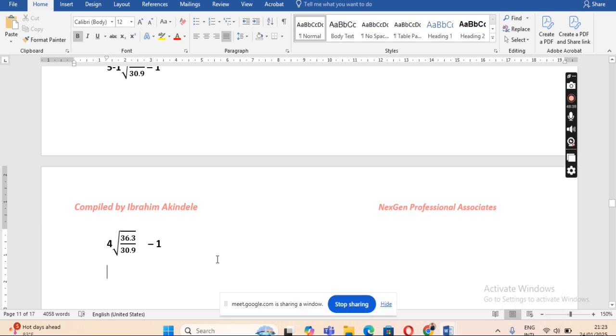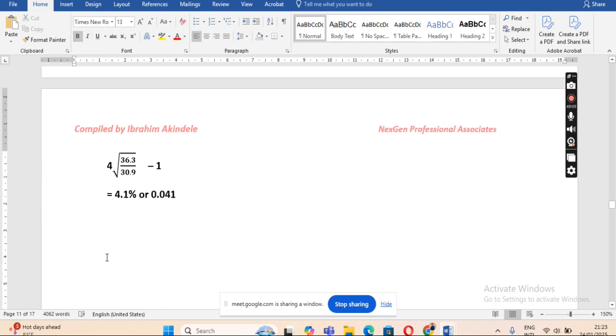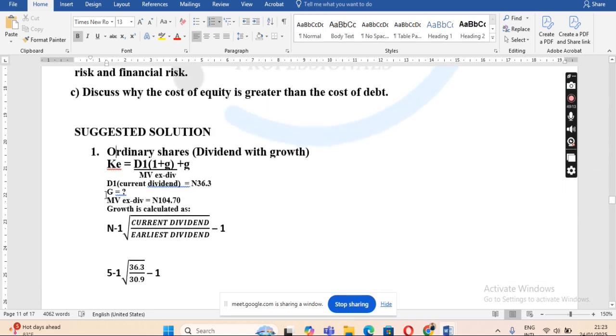4.1%. Please, others should confirm that. Yes, 4.1%. Thank you. That is the growth rate, right? 4.1% or 0.041. That is the growth rate, class. So that is the growth rate we will use to determine our cost of equity, right?